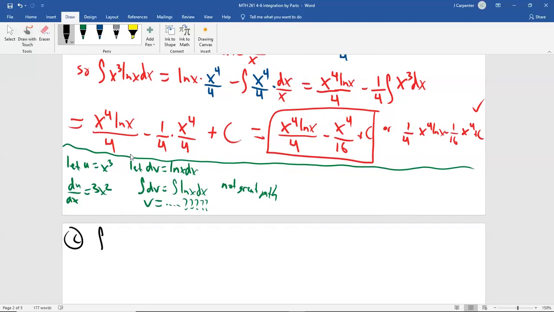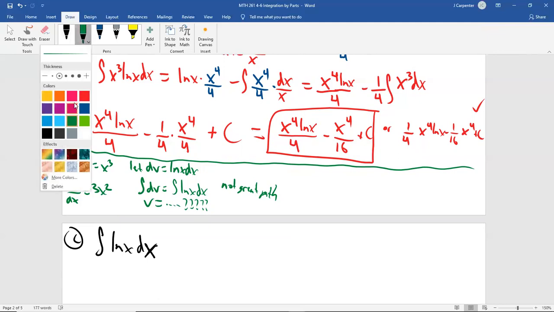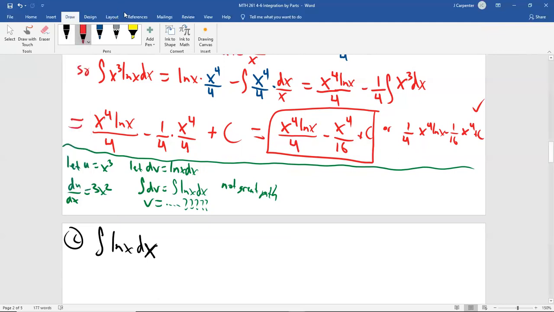The integral of the natural log of x dx. So again, I just demonstrated why it's not a great idea to let the dv have a natural log of x. So that gives us a clue here. We probably shouldn't let dv be all of this. So substitution is going to fail.